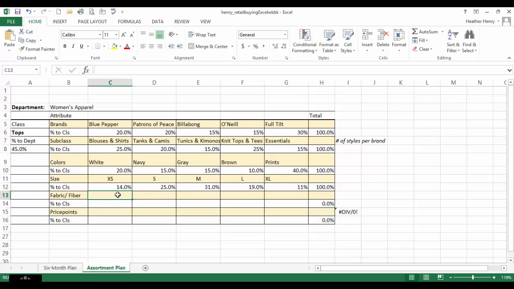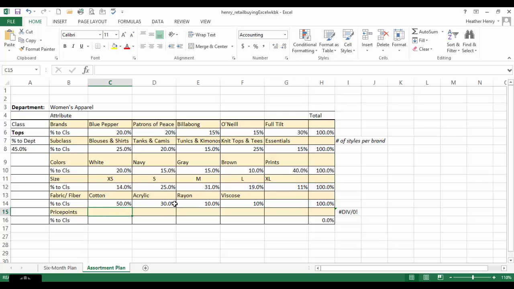The different fibers and fabrics that were popular amongst all of these styles within tops were cotton, acrylic, rayon, and viscose. The cotton was about 50%, the acrylic about 30%, the rayon was about 10%, and the viscose was about 10%.